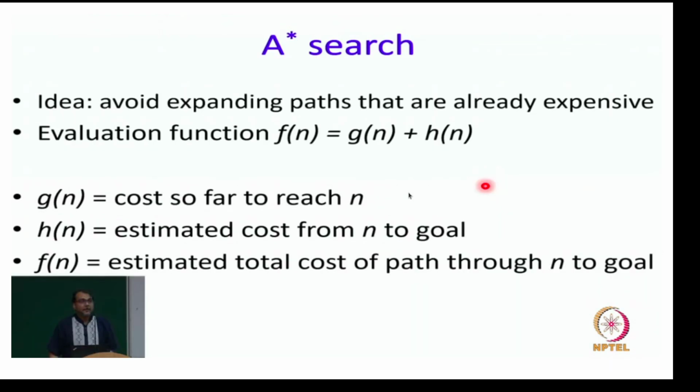Now coming to what we have read till now. We have understood what informed search is, how it is different from uninformed search, and what greedy best-first search is. Now an advanced algorithm is A star.